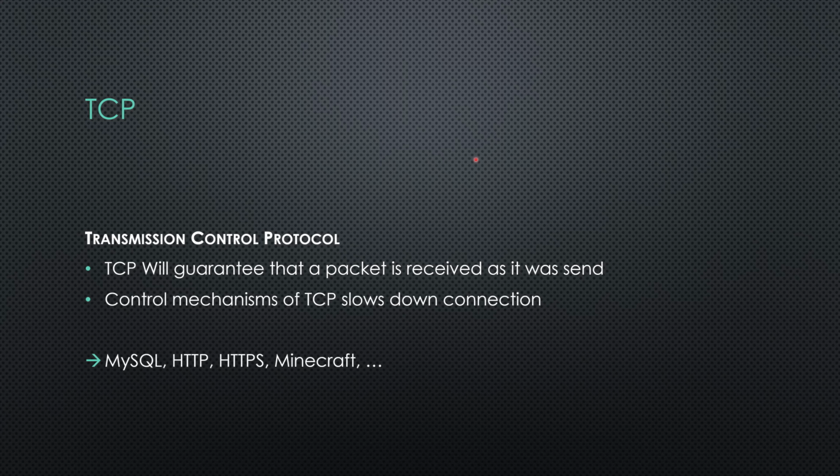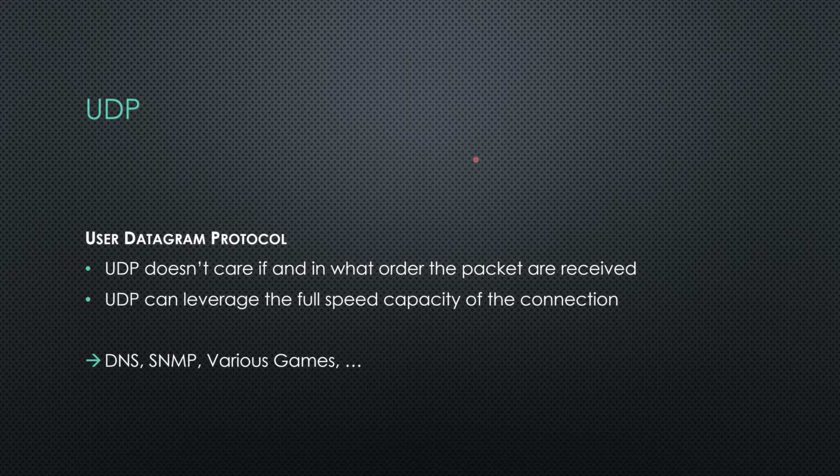Some examples for TCP are MySQL, HTTP, HTTPS, Minecraft, and many, many more. There's also a second player in the market called UDP, or User Datagram Protocol. Basically, UDP doesn't care in what order packets are received, or if they are even received. So UDP is basically the complete opposite. With UDP, we just spill out packets and say, this is the data I want to send, just send it over. I don't care if it's received, when it's received, whatever, just do it.